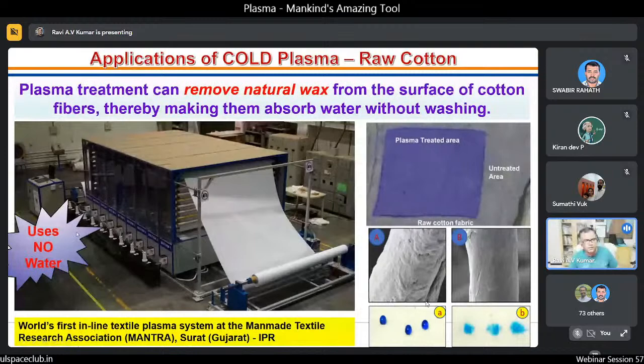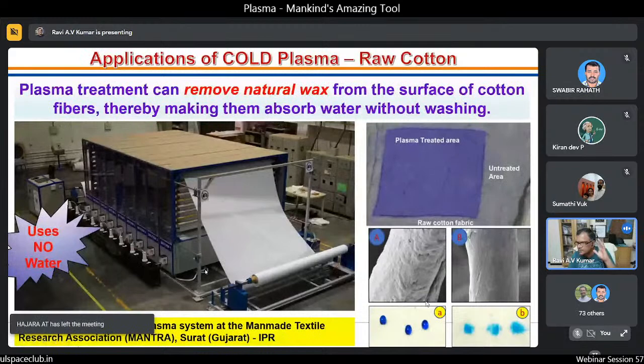Cotton comes out of the mill. It is passing through various plasma inside this, and finally this cloth is now ready for dyeing without washing. It uses no water at all, and for dyeing, every ream of cotton requires 90,000 liters of water. So you can imagine how much environmental impact this machine will have.